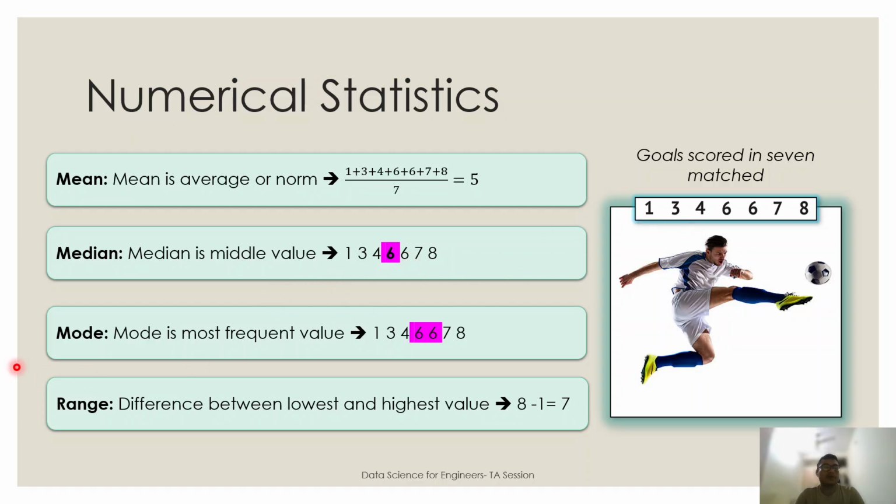If you arrange all those values, which occurs more often? How many times did he score a particular value? He scored 6 two times. So that is the mode, which talks about frequency. The median talks about central tendency, and the mean talks about the average. Range means from how much to how much. What exactly is the range for this particular footballer?